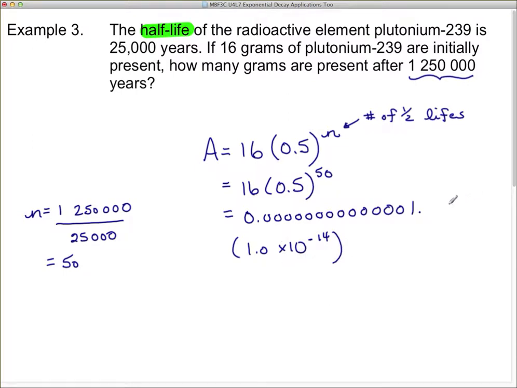In other words, there's not much left, and this is in grams. If you thought the last one, the computer value, was close to 0, this is even closer to 0. So therefore, almost no grams are left. And that is the end of this video.